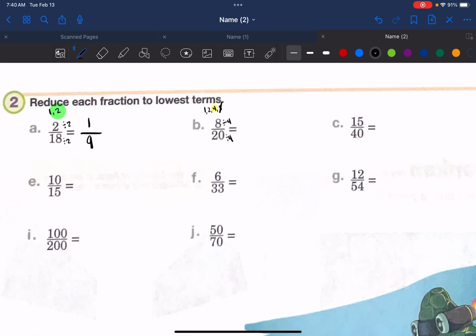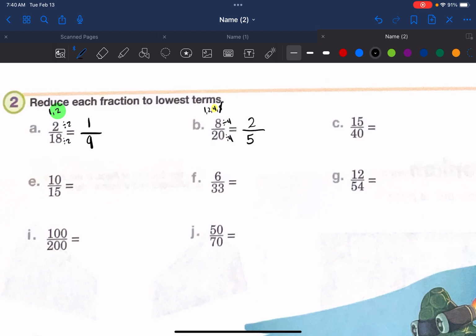Divide by 4. So 8 divided by 4 is 2. And 20 divided by 4 is 5. So 2/5. Now let's see if it is the smallest possible term. Can 2 be divided evenly into 5? 2, 4, 6. No. So that means it's my lowest term. Also, 5 is a prime number. That's why we learned prime numbers. Prime numbers cannot be divided anymore. All right, I will do one more with you.